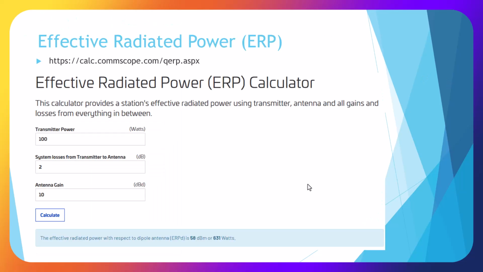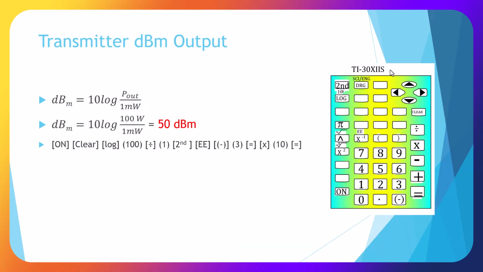The next thing we need to find is our effective radiated power, or ERP, and we're going to put it in this calculator that we found at this website. So we have 100 watts, 2 dB loss in our cable, and our antenna gain is 10. And we'll go ahead and hit the calculate button, and we're going to come up with 58 dBm and 631 watts. Okay, we have the formula here, and we have 100 watts based on 1 milliwatt.